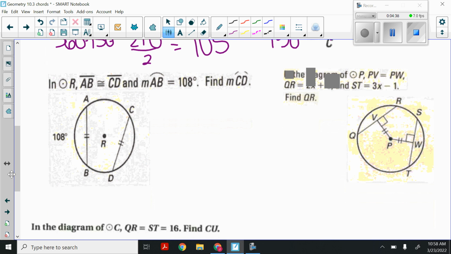Right, below that, in circle R, segment AB is congruent to segment CD. Arc AB is 108 degrees. Find the measure of arc CD. If the chords are congruent, the arcs are congruent. So this is 108 degrees as well.